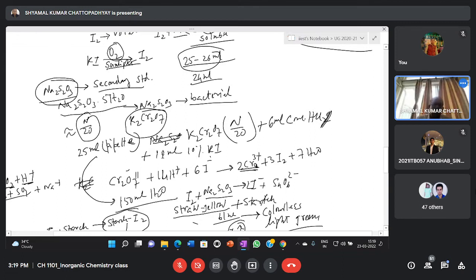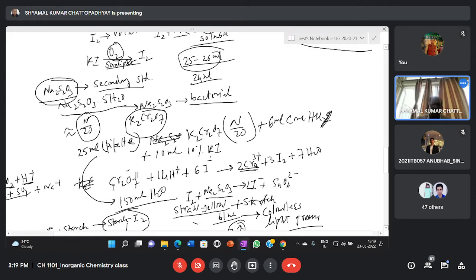And what will be the reaction? Dichromate will react with iodide. Dichromate is an oxidizing agent, iodide is a reducing agent. So dichromate will react with iodide, and iodine will be produced, right? And this iodine will be titrated using sodium thiosulfate. Knowing the amount of thiosulfate consumed, the volume of dichromate that was taken and the strength of dichromate, from V1S1 equal to V2S2, you can find out the strength of the sodium thiosulfate solution.